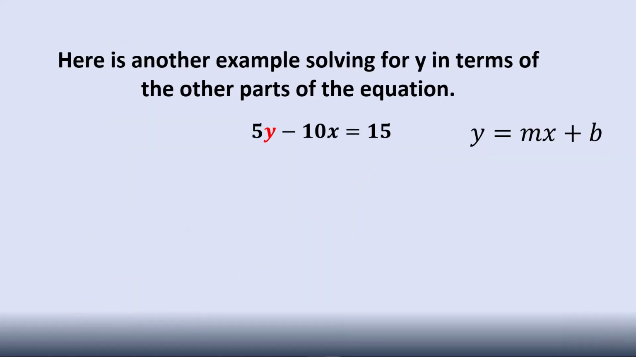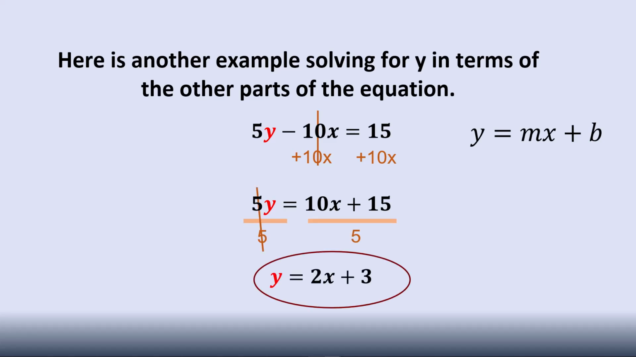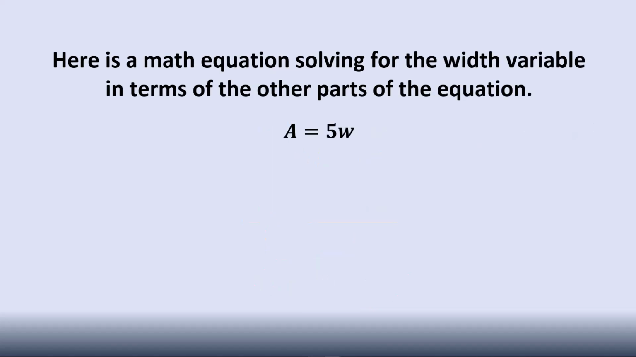Here is another example solving for y in terms of the other parts of the equation. We add 10x to both sides, and we get 5y equals 10x plus 15. Divide both sides by 5, and we get y equals 2x plus 3. Here is a math equation solving for the width variable in terms of the other parts of the equation. A equals 5w, divide both sides by 5, w is equal to a over 5.